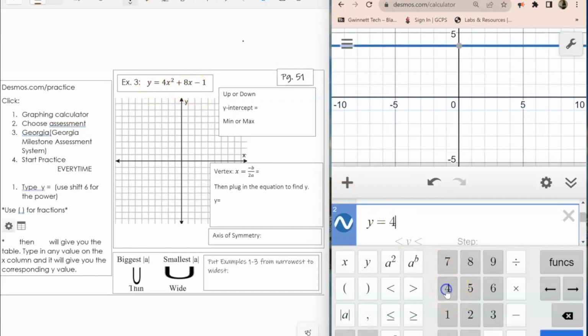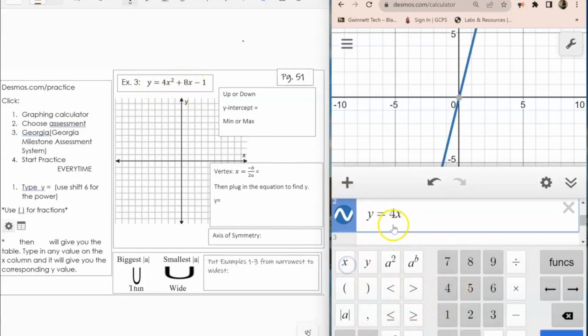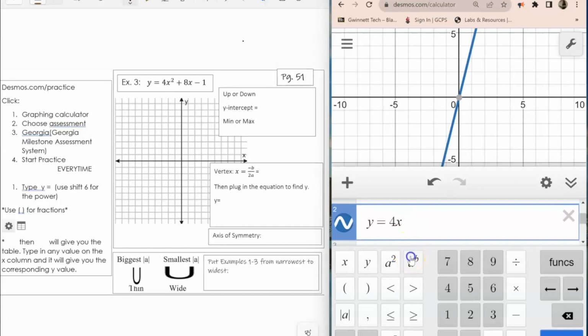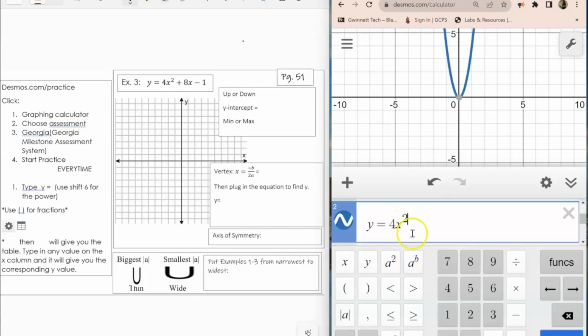So I see a 4, then an x, and you can either do shift 6, which would put the exponent up there automatically, or I can use this, which will put a squared on there. Now look, if I type in something there, it's going to be on the top, so I don't want it to be on the top. I'm going to right arrow out or click out, whatever you want to do. Plus 8x minus 1.